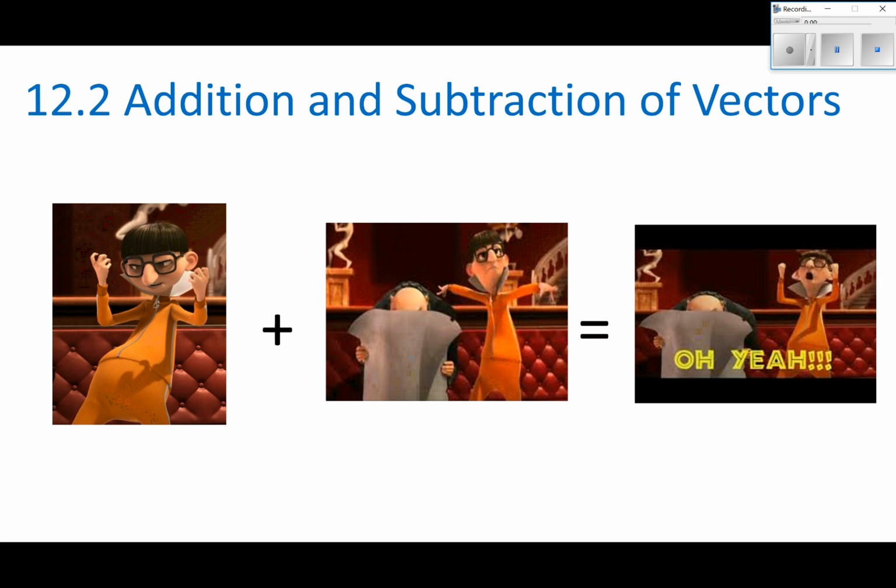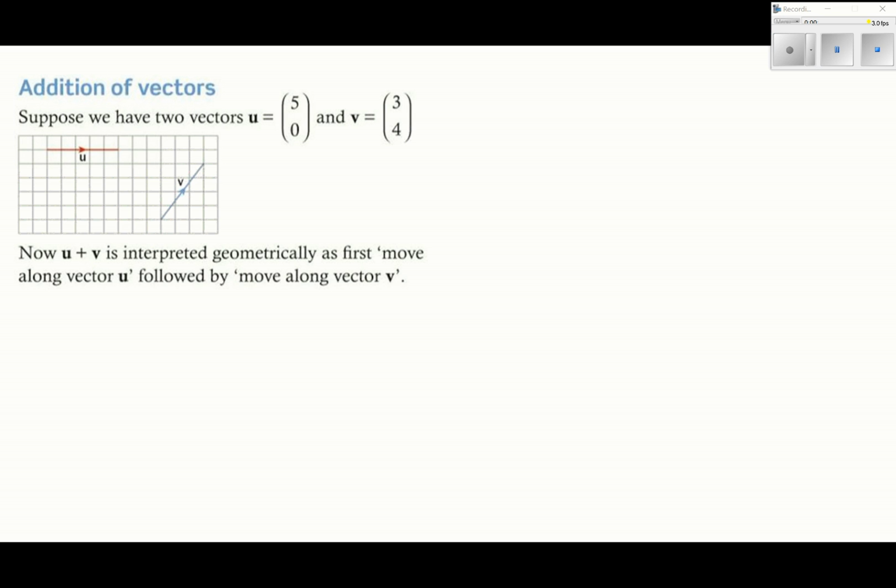So class, this will be the next video for section 12.2. We'll just have one video on this section. It deals with addition and subtraction of vectors. So suppose we have two vectors, u and v, and they're given in column form here, where u is (5, 0) and v is (3, 4).